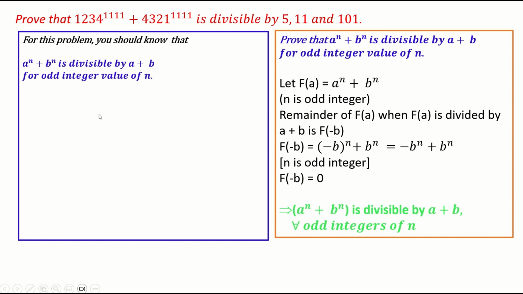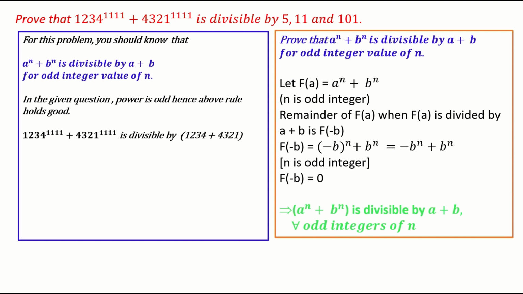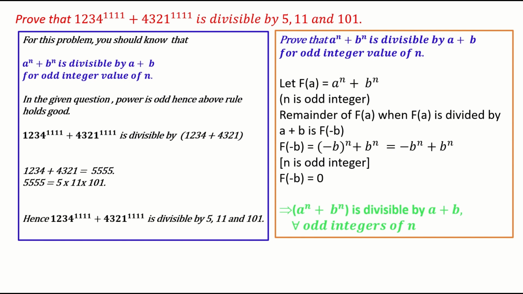The problem is here a is 1234 and b is 4321, n is 1111, right? So this is divisible by 1234 plus 4321, which is nothing but 5555, okay? Which I can write as 5 into 11 into 101. So all the three are factors of this expression.